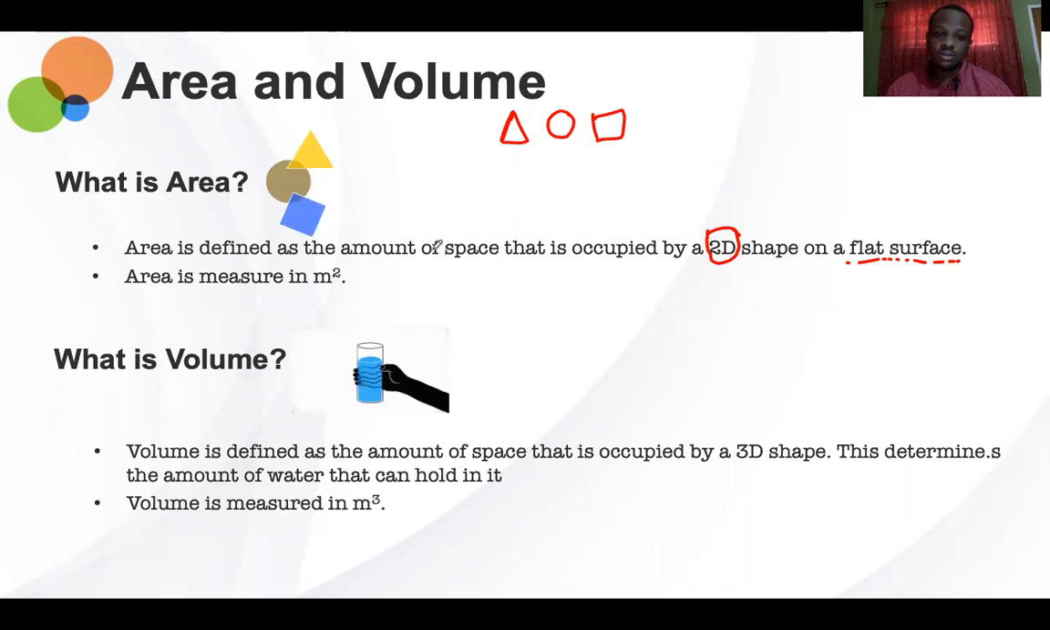the areas. The next point is that area is measured in meters squared. This is important. Area is measured in meters squared. Volume, on the other hand, is the amount of space that is occupied by a 3D shape.